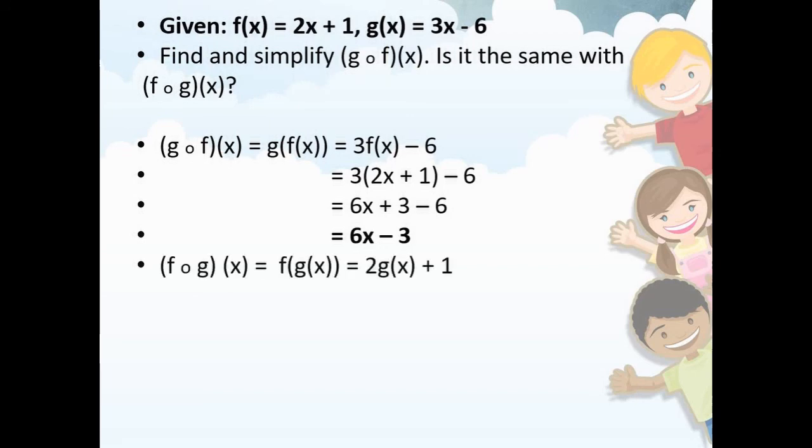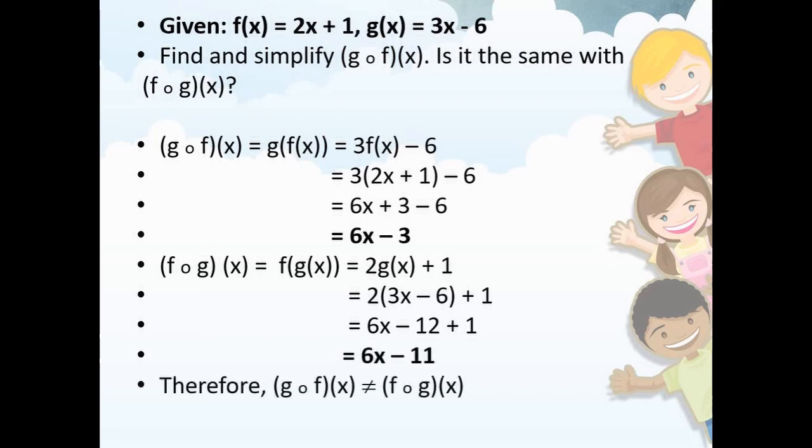Next one is f circle g of x. That is equal to f of g of x. That is equal to 2 times g of x plus 1. g of x is 3x minus 6, so that becomes 6x minus 12 plus 1. So the answer is 6x minus 11. Therefore, g circle f of x is not equal to f circle g of x.